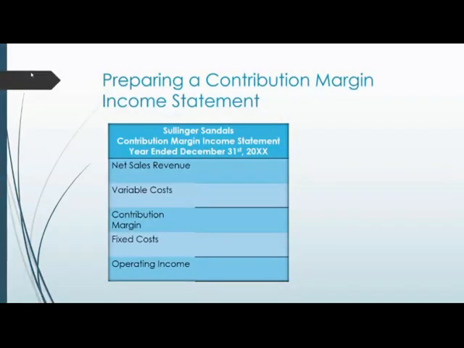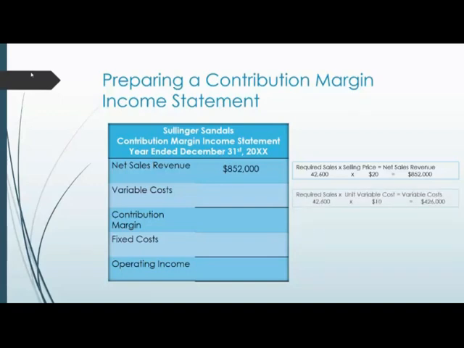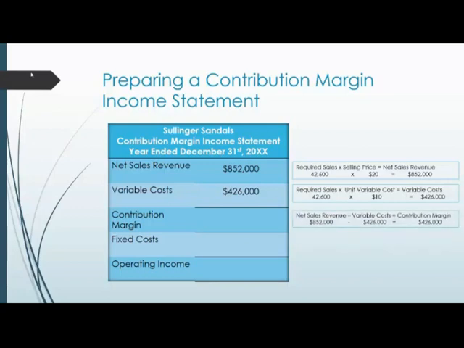Let's check our math one more time with a contribution margin income statement. Required sales volume is now 42,600 pairs of sandals. We're still selling them for $20 a piece, which means we've got to come up with $852,000 worth of revenue. If we sell those 42,600 sandals and each one costs $10 to produce, we're going to have $426,000 of variable costs. And to find our contribution margin, we take our sales revenue minus our variable costs, also going to be $426,000. Now we go and we pay our fixed costs, which have increased. They're now $330,000, but we're still going to have $96,000 for the operating income.